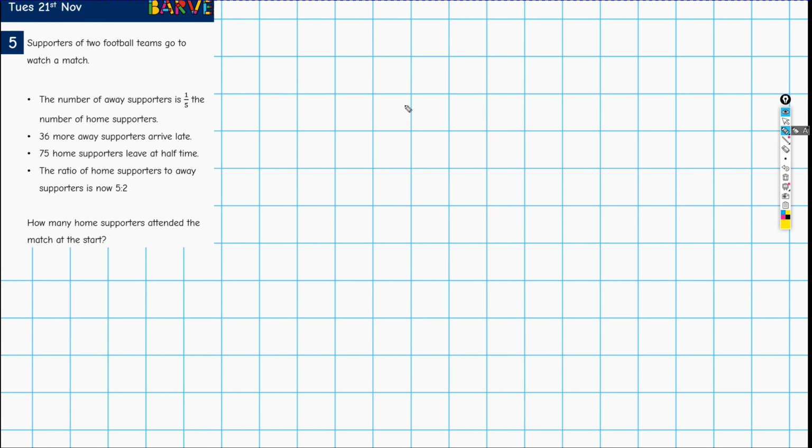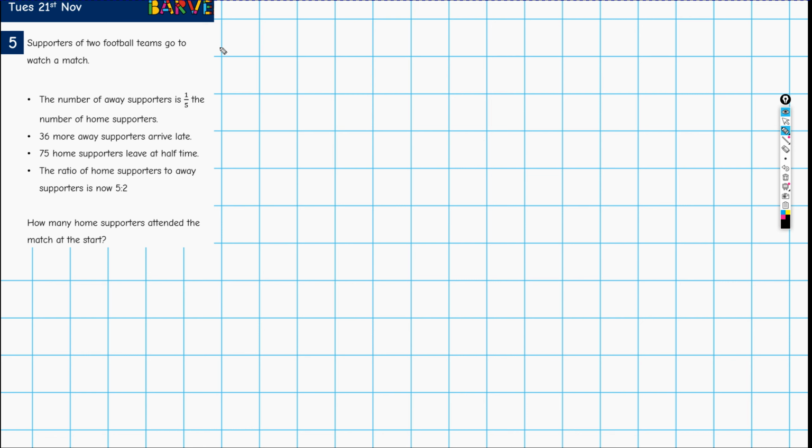Right, another Bar Model level 5 question. Supporters of two football teams go to watch a match. The number of away supporters is one-fifth the number of home supporters. 36 more away supporters arrive late. 75 home supporters leave at half time. The ratio of home supporters to away supporters is now 5-2. And we're asked how many home supporters attended the match at the start.